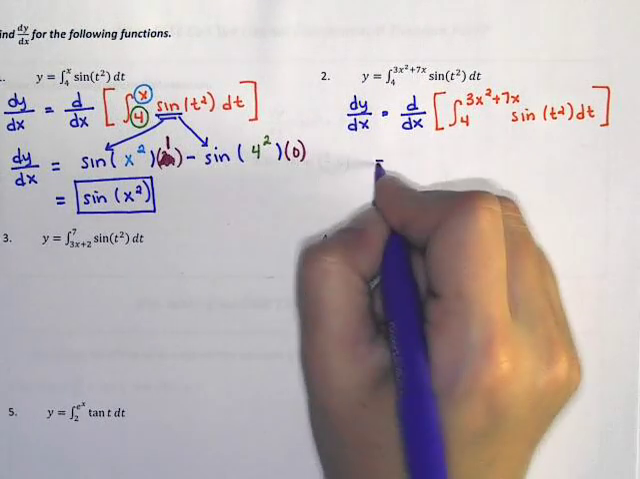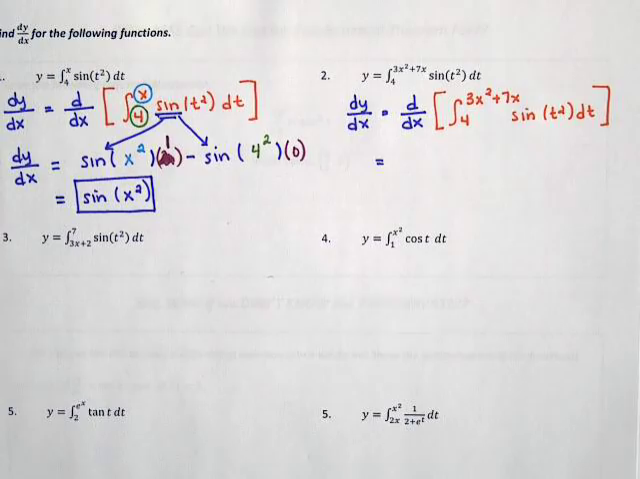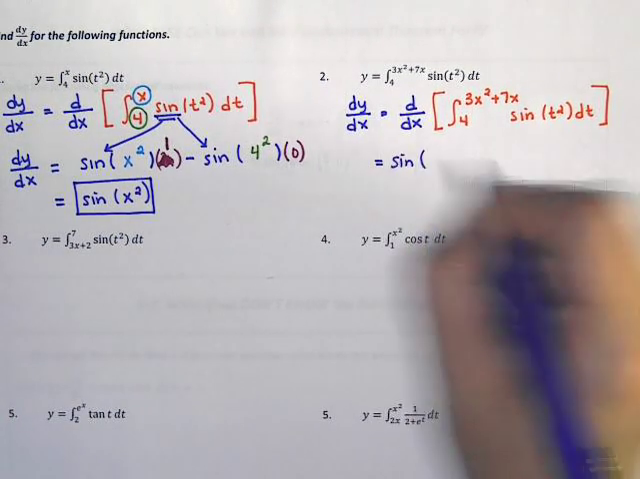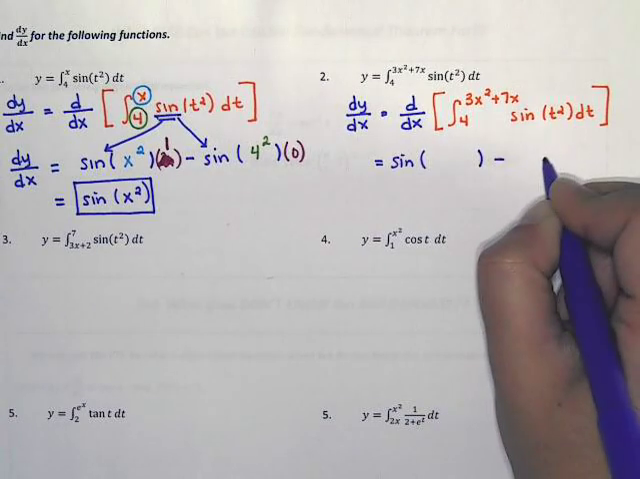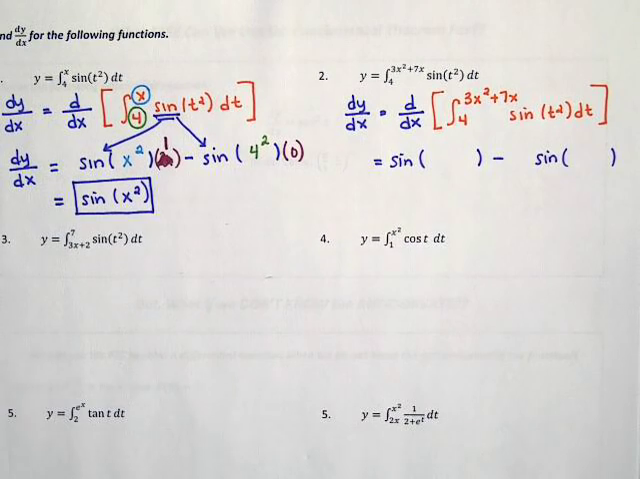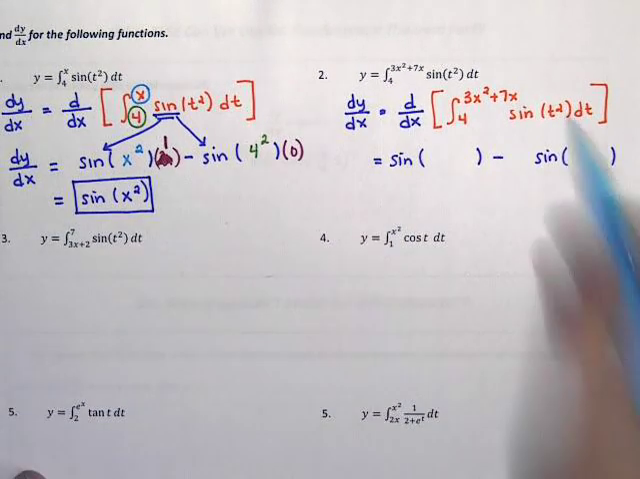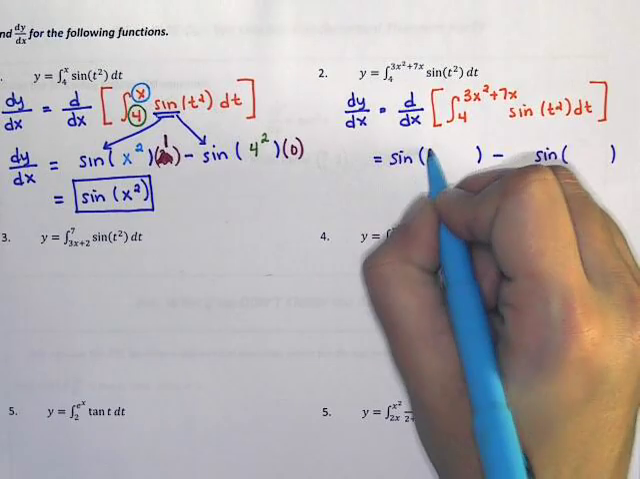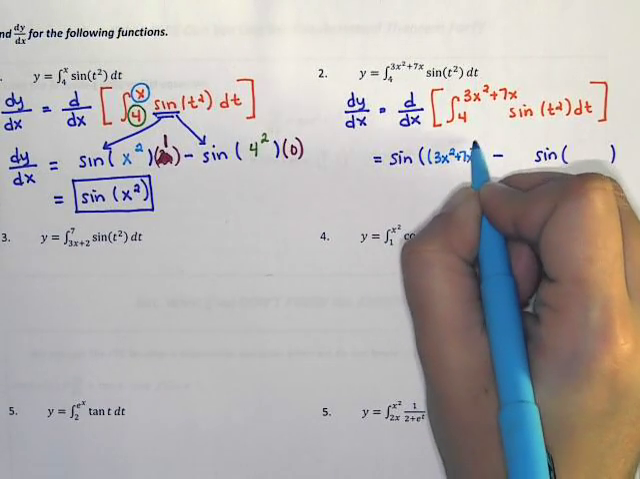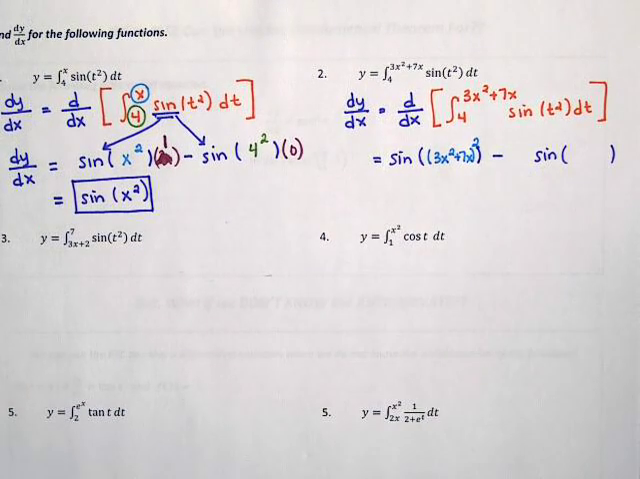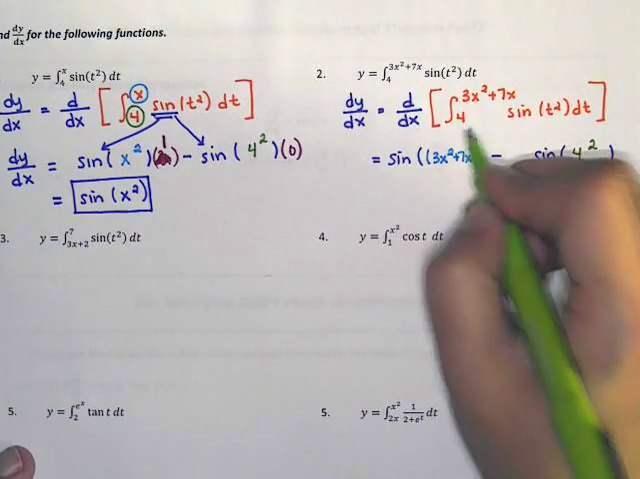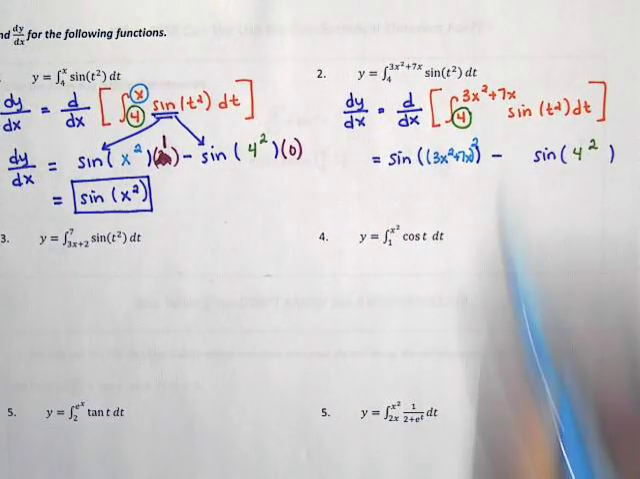So what I'm going to do is I'm going to use my shortcut so I don't have to do this the long way. I'm going to leave the sine function the same. And I'm going to plug in, instead of t squared, my upper bound. So I would have 3x squared plus 7x squared. And instead of t squared, I'm going to plug in my lower bound. So I would have 4 squared. So here's my lower bound, and here's my upper bound.